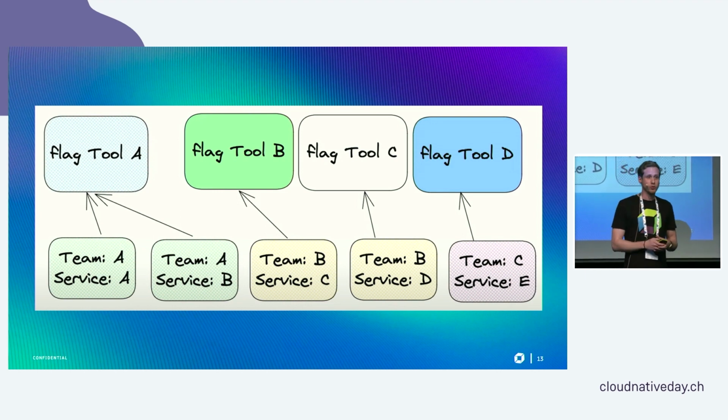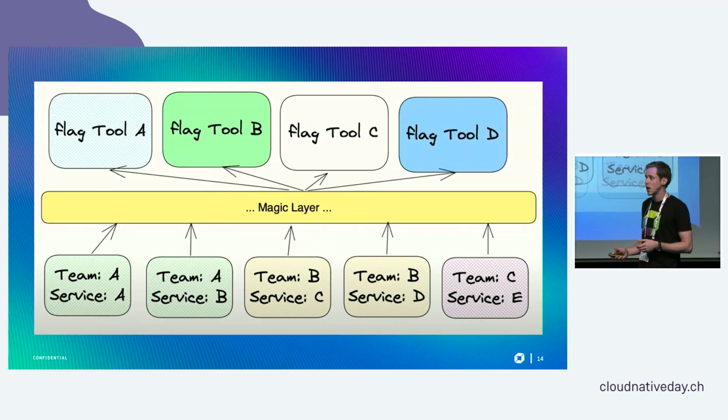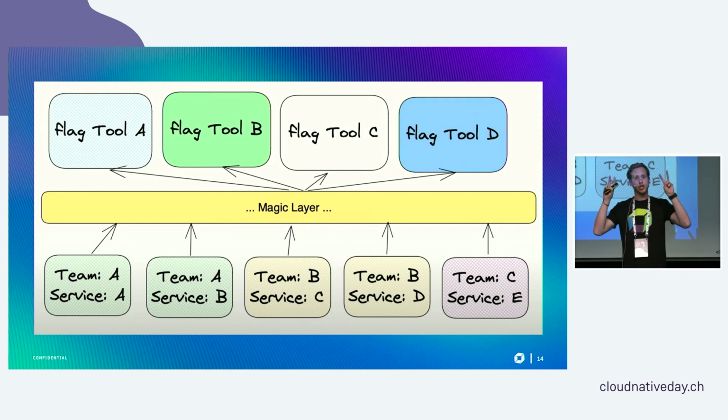So what would be the better approach here? The better approach would be to introduce some kind of magic layer between the individual services and the feature flag tools.